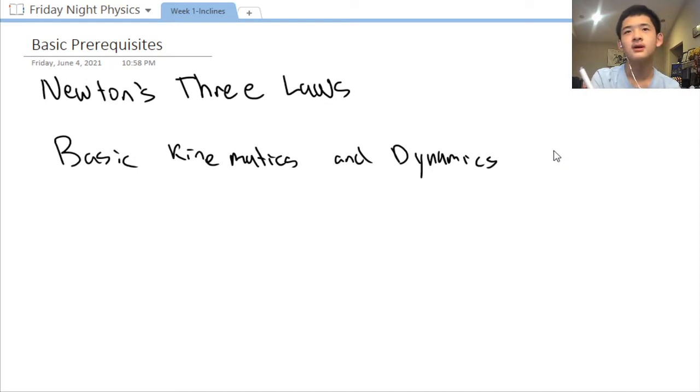So today I wanted to go over one of the more basic parts of physics, which is just basic dynamics, and more specifically in this example, inclines and problems involving them. And so the prerequisites you should know are Newton's 3 laws, and that should be quite basic. So it's just law of inertia, F net equals ma, and every action has an equal and opposite reaction. And then you should know the basic kinematic equations, the 3 kinematic equations, and dynamics.